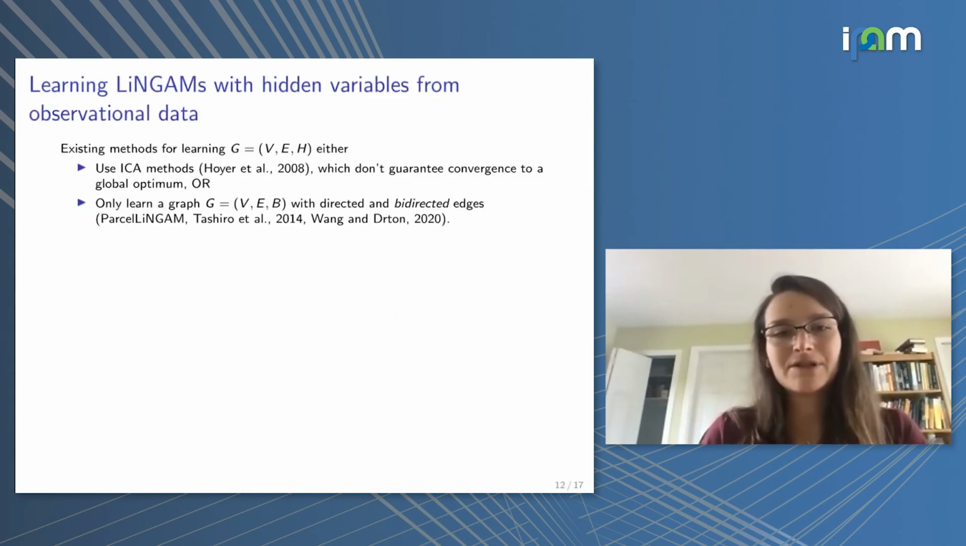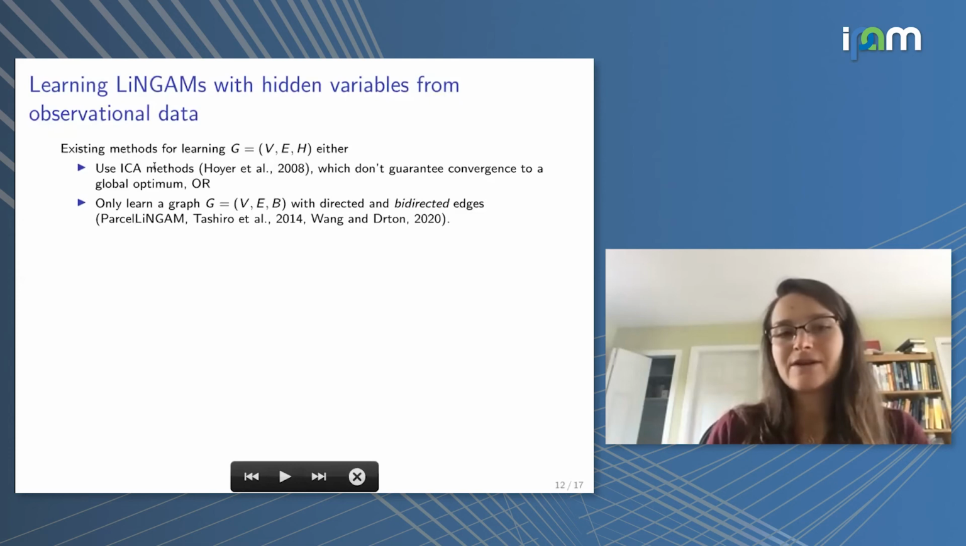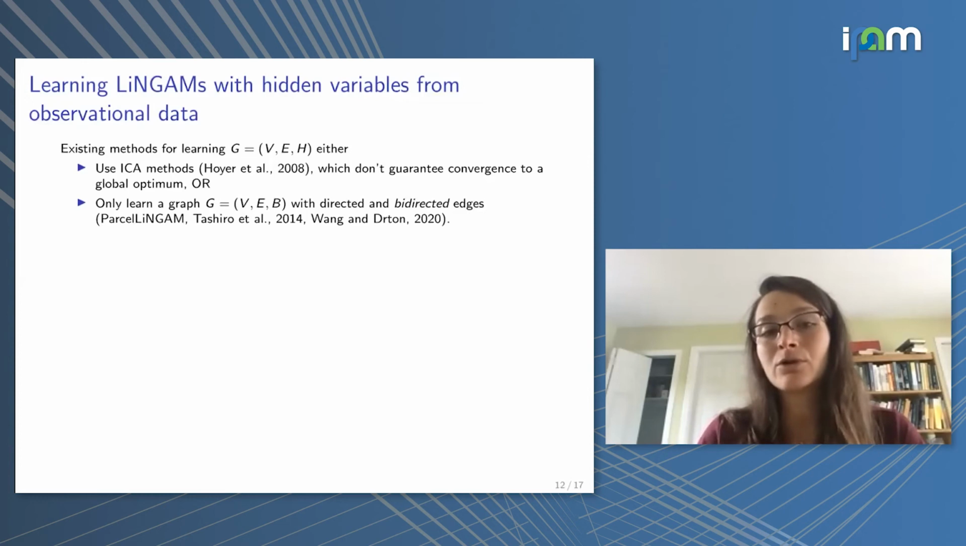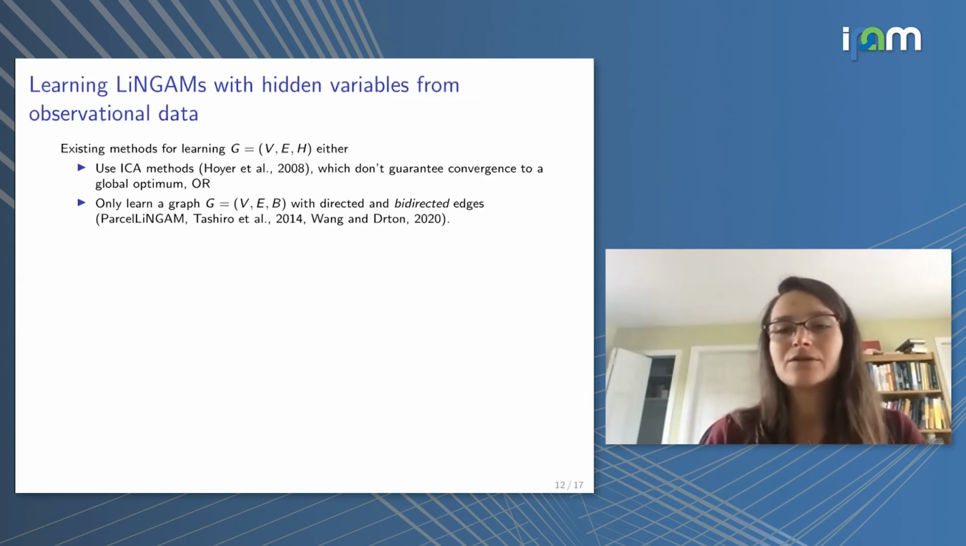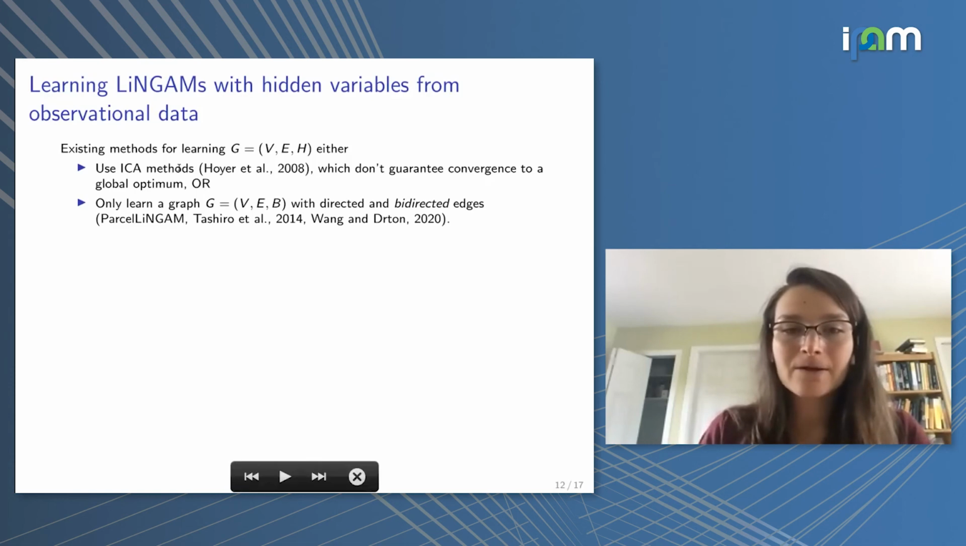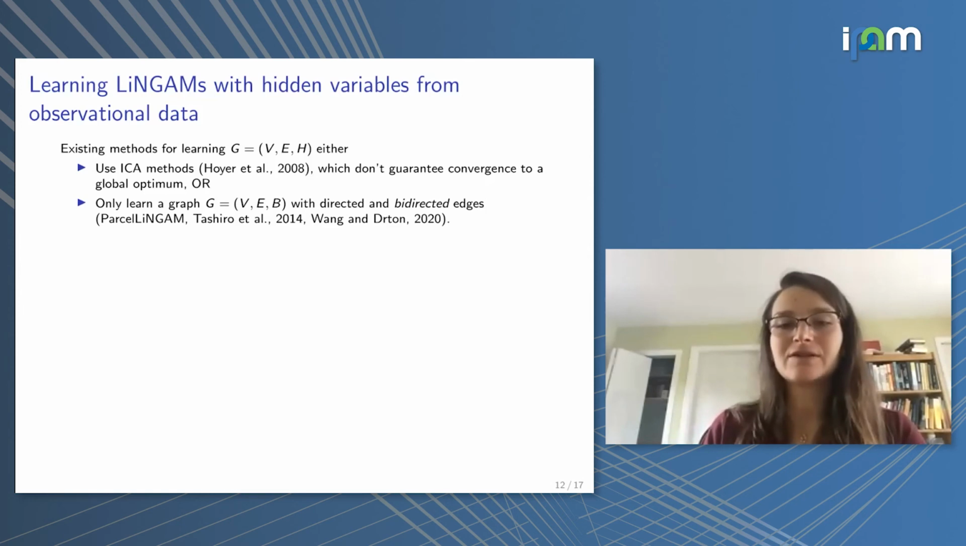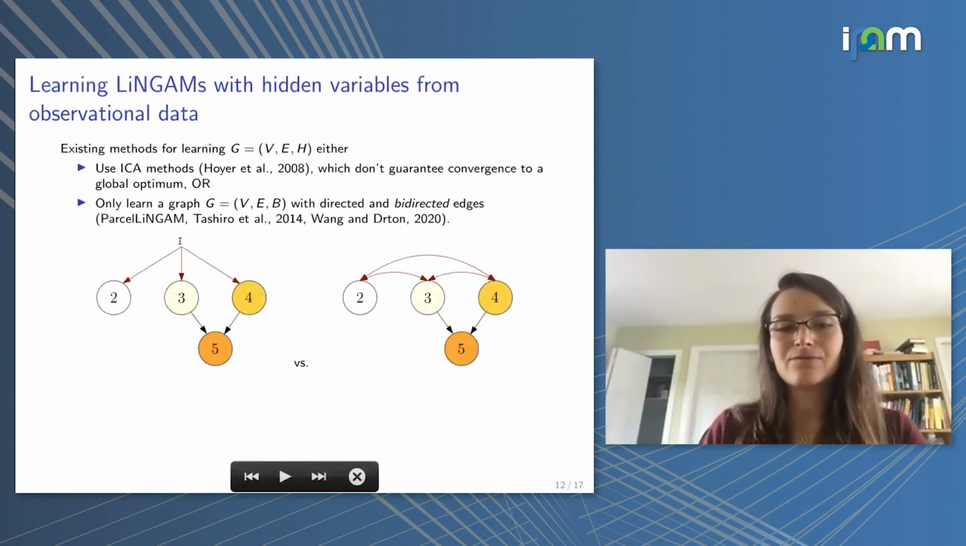Okay, so let me tell you just a little bit about this. So this can still be done using overcomplete ICA methods. And the only issue is that these methods don't guarantee that you converge to a global optimum. So you might not actually find the true parameters. So that's one way of learning this graph. Other methods can also learn this graph, but they don't learn multi-directed edges. They only learn bidirected edges. So basically, instead of learning this edge, which is a 3-directed edge, they will learn 3 bidirected edges here.